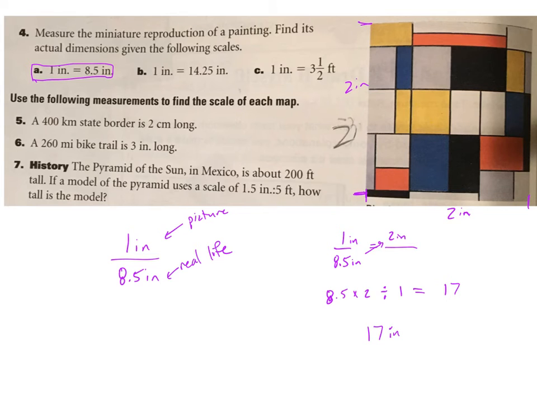And because I measured it as 2 inches tall and 2 inches wide, it's the same measurement. So you're going to have 17 inches by 17 inches. If you had measured this and gotten a different height than the width, then you'd have 2 different numbers in your answer. But because they're measured the same, we get the same answer there. So 17 inches by 17 inches.